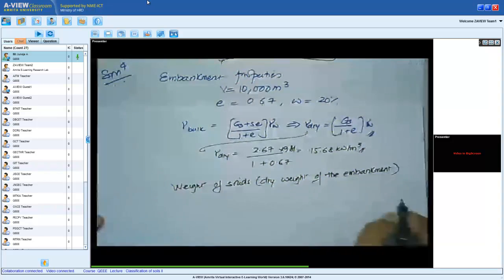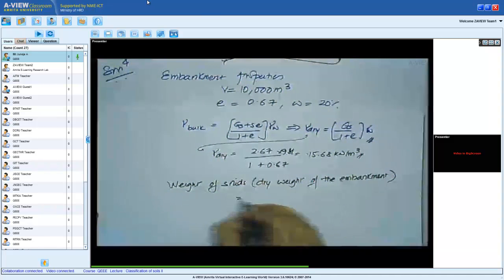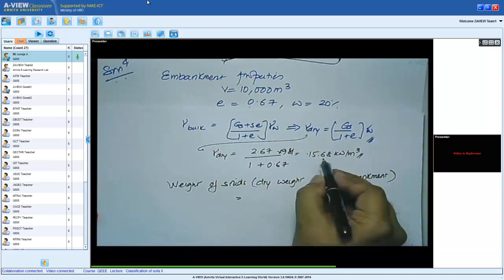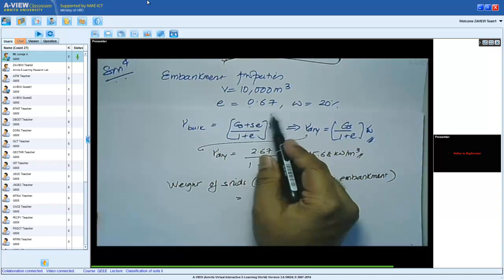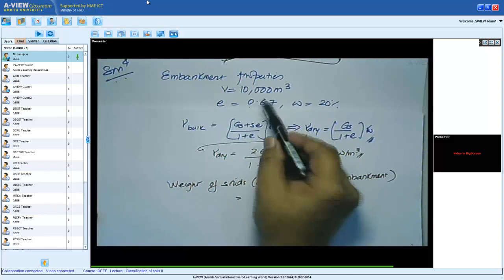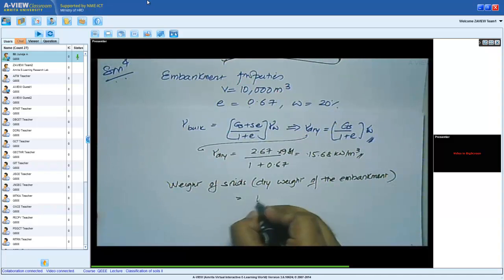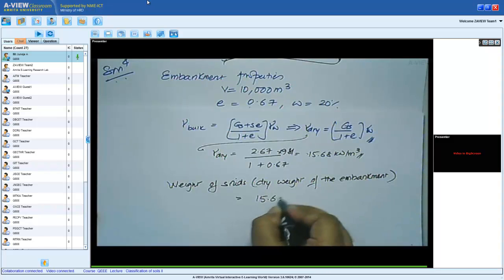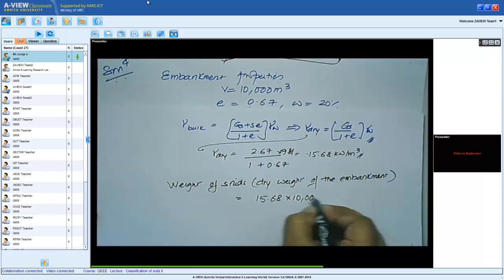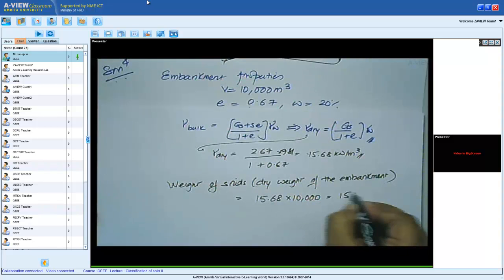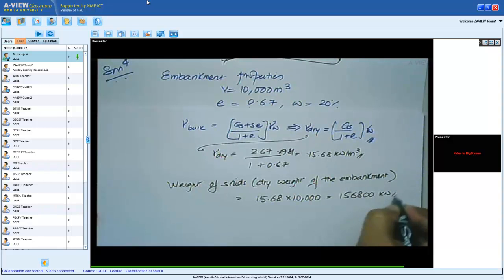Okay, dry weight of embankment equals this thing times this thing. So I have 15.68 times 10,000. That gives you a value of 156800 kilonewton. Okay, this is the dry weight.